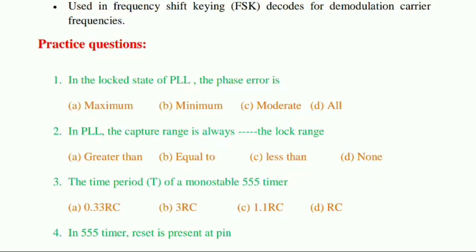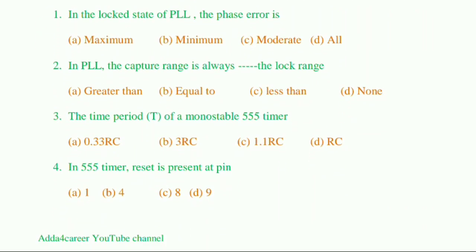Now we are coming to simple questions based on these topics. The first one is: in the locked state of PLL, the phase error is. The phase detector generates an output depending on the error, the difference between the phases of the input and output. When locked, the two match, so the error voltage should be minimum. So in the locked state of PLL the phase error is minimum.